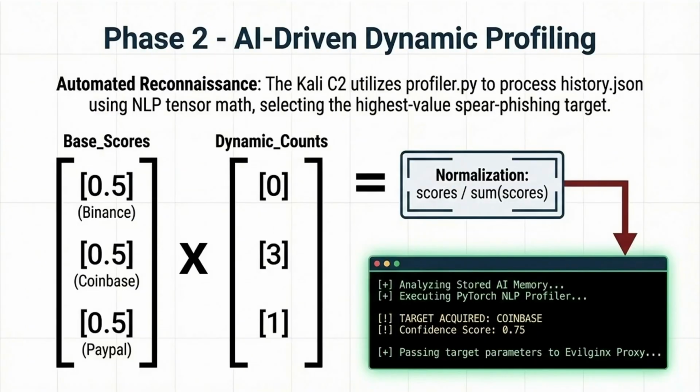Phase 2 is where the attack becomes dynamic. Back on my Kali machine, I wrote a custom Python script called profiler.py using PyTorch. Instead of a generic phishing attack, this script uses natural language processing tensor math to analyze the stolen chat history. It calculates the keyword frequencies to figure out what the user cares about most. For example, Coinbase, Outlook, or Spotify. This allows me, the attacker, to spin up the exact right phishing page before the user even clicks a link.